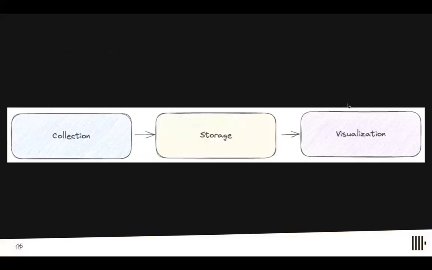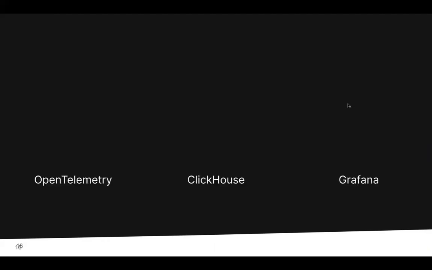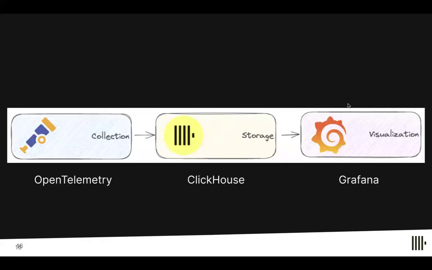Let's see what we can do here. To build an observability platform, we need to solve at least three problems. We need to solve the problem of collection of telemetry, storing and querying it, and visualization, because why would you collect telemetry if you cannot look at it and make any sense out of it, right? So let's see what we can do with open source.